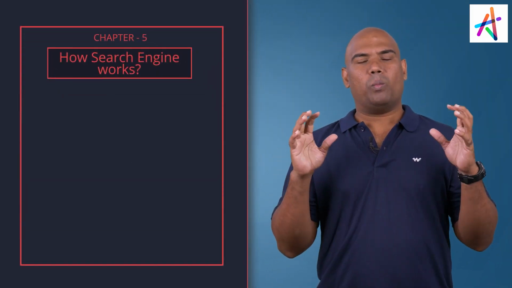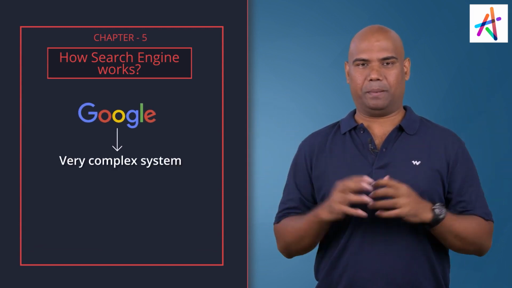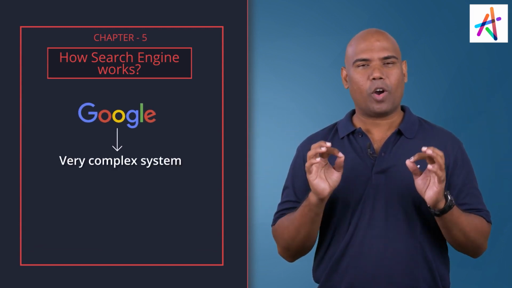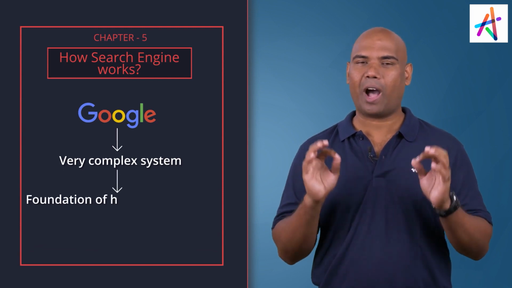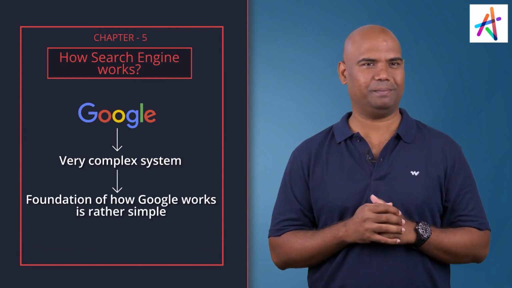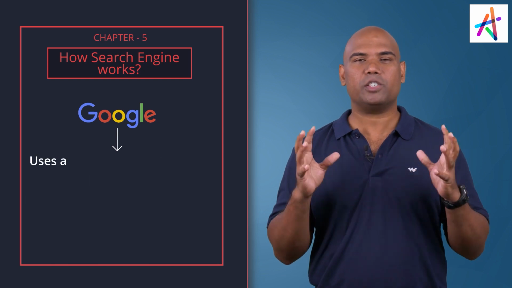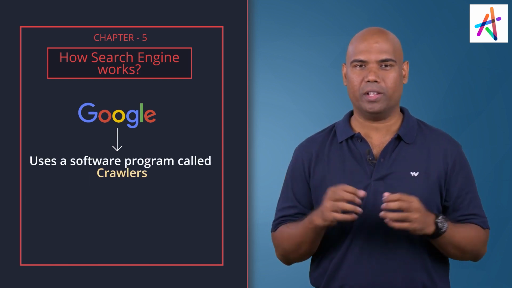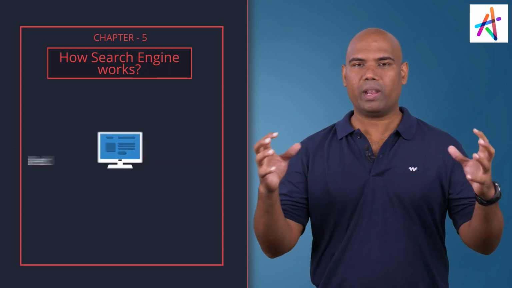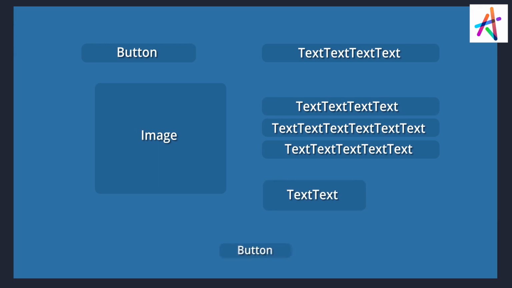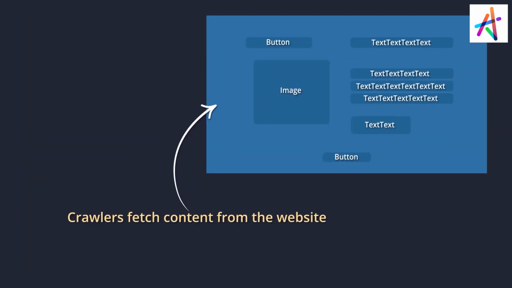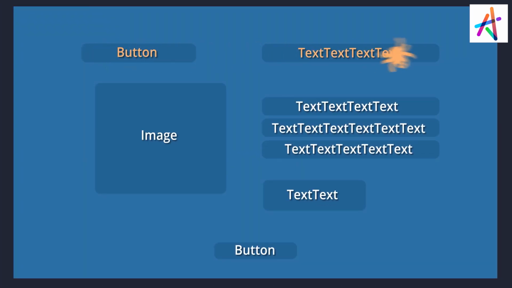Now, Google is a very complex system. We all understand that. But the foundations of how Google works are rather simple. Google uses a software program called crawlers. When you create a website, for example, and you create content on your website, these crawlers go there and fetch the content from that website. They go to the website, scan the page initially, read the content on it, and then even take a snapshot, like a picture.